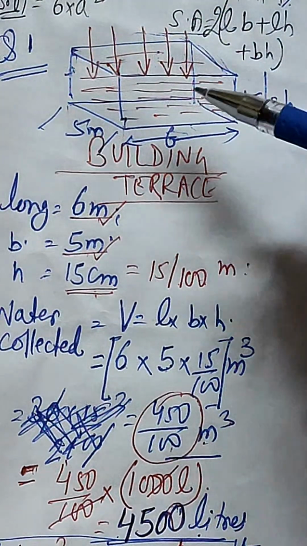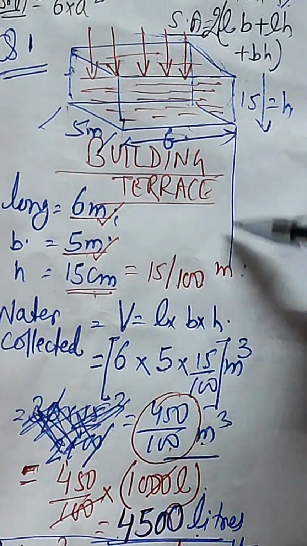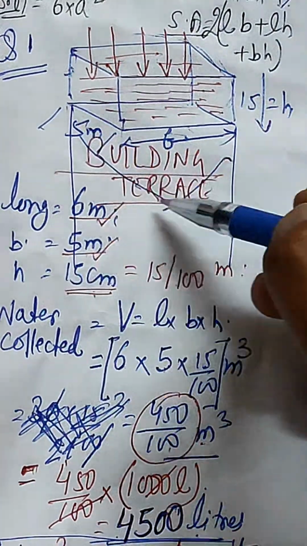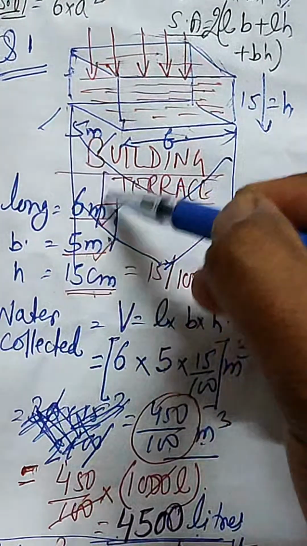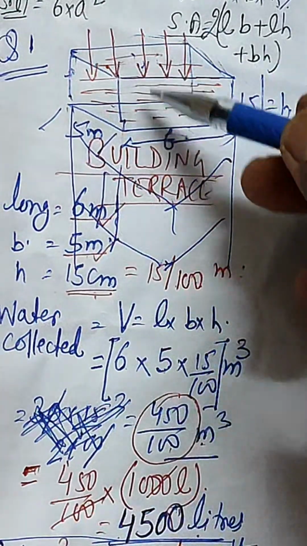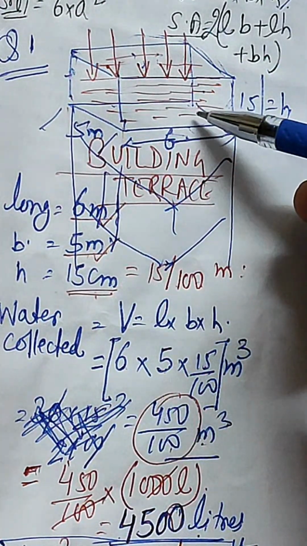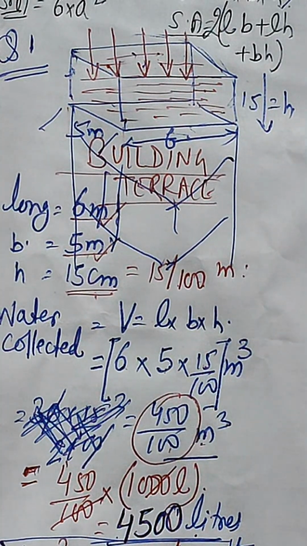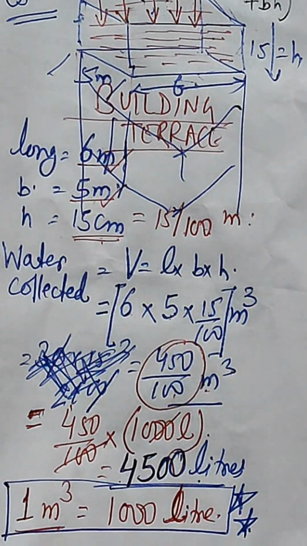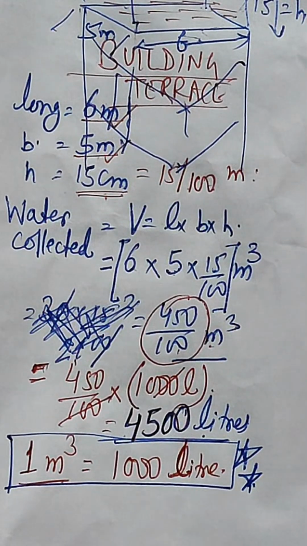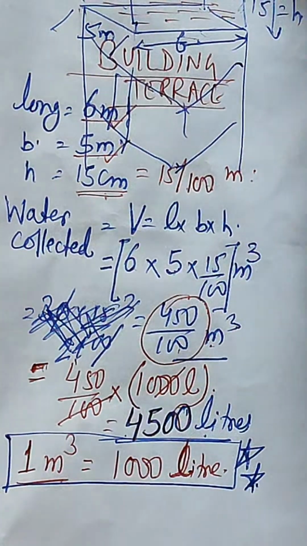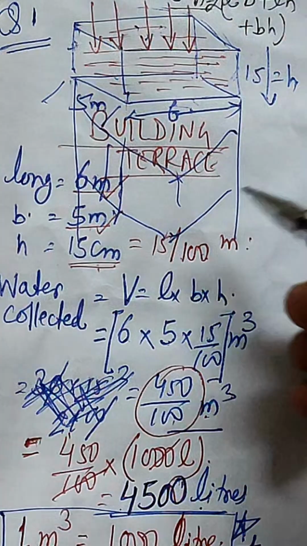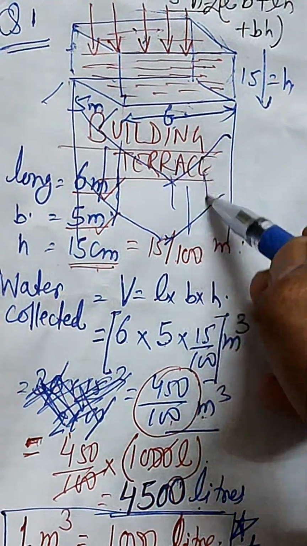Basically, it's a terrace. Okay, it's a building. You can see it's a building. On the building, there is a terrace. On the terrace, water is collected over here, right? And we are going to calculate the volume of that water, which is just accumulated into the terrace. Okay, so this is the building.